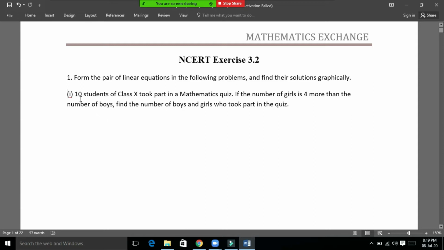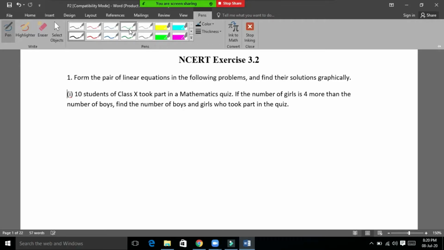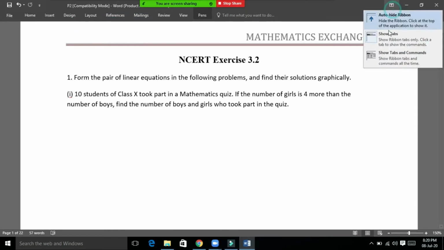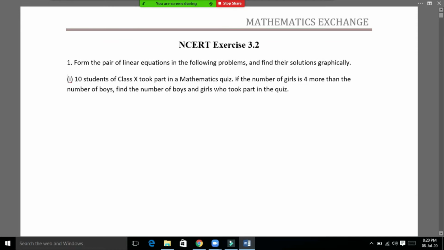So here in the first question, 10 students of class 10 take part in the mathematics quiz and the number of girls is 4 more than the number of boys, and we have to find the number of girls and boys who take part in the quiz. So we first form the algebraic equations for the above situation. Just like in exercise 3.1, we formed some equations, in the same way here also we have to form the equations. So let us start.